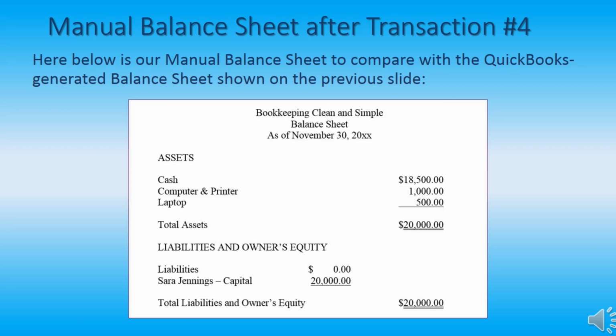Here on this slide is our manual balance sheet, which you can compare with the QuickBooks generated balance sheet shown on the previous slide, and both of these are included in your handout as well. With the exception of the breakout of the fixed assets from the current assets in the QuickBooks generated report, you can see all the numbers here are the same and everything is in balance. This concludes this lesson. And in our final set of exercises, we will be adding the income statement accounts.